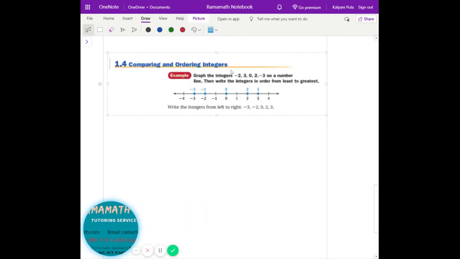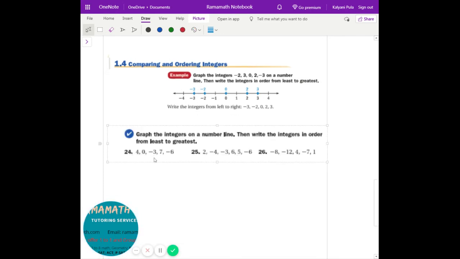Comparing and ordering integers is putting them on the number line and seeing which goes where. That's basically what it is, okay? And then we can say absolute value is always positive. Learn that one too. So let's look at some example questions on this one. All right, let's try this one. So put them in order from least to greatest. The small one goes first and then greatest.